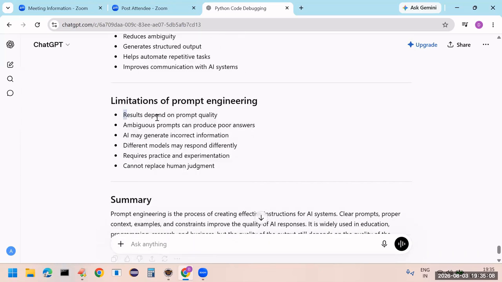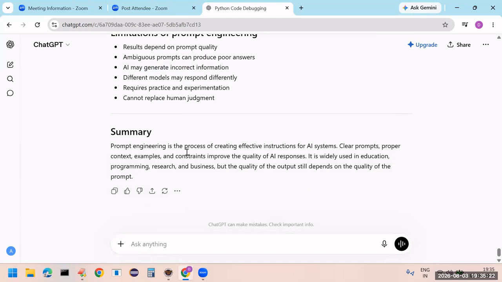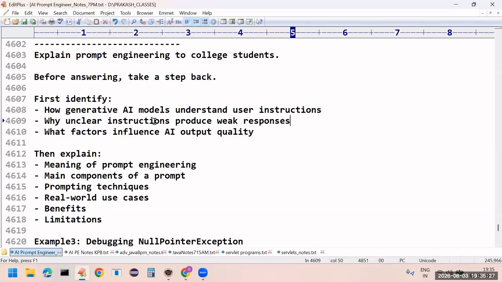Have you observed your results always depend on your prompting quality? While writing, make sure that ambiguity should not be there. You have to write clearly because AI may generate incorrect information. Since we asked it just to go back and understand the core concepts, that's why it is giving clear clarity.